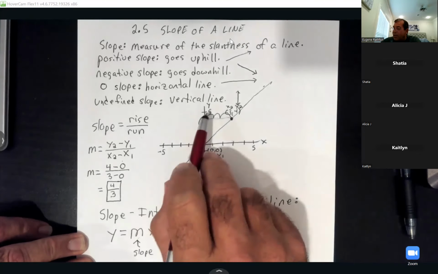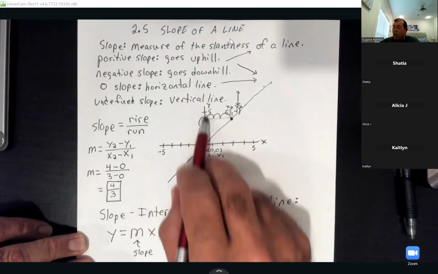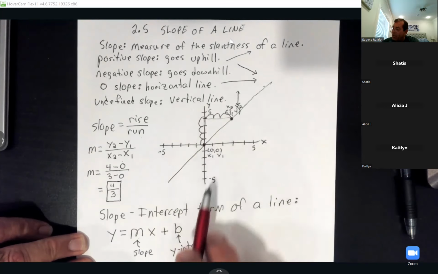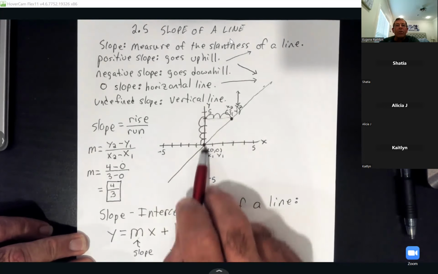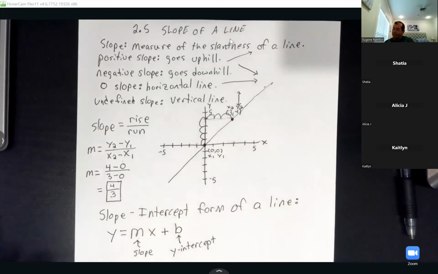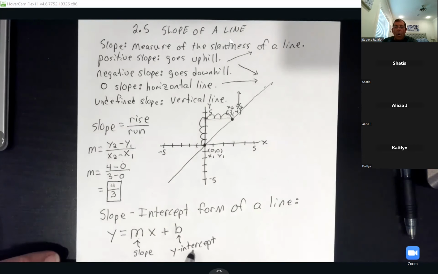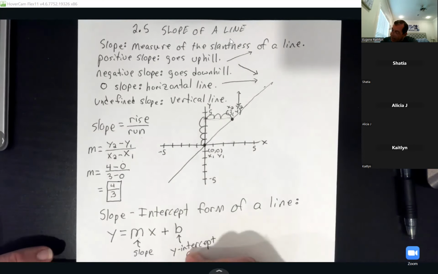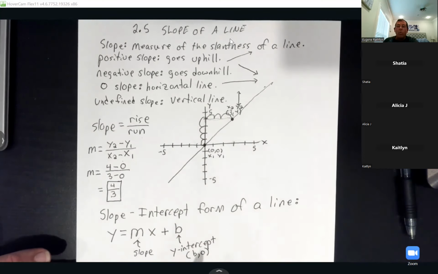And remember, the y-intercept is where the line crosses over the y-axis, okay? So what they'll do, they're going to give us some equations. They're wanting us to figure out what the slope is, and then they want to know what the y-intercept is. Now remember, the y-intercept has to be in the form of (0, b). The y-intercept has to be a point.